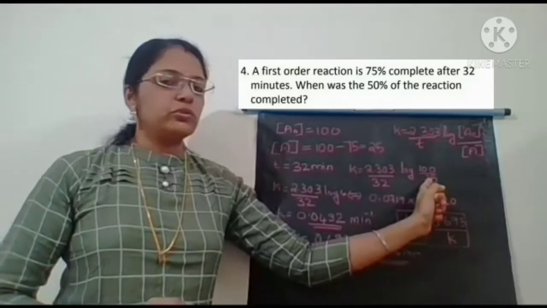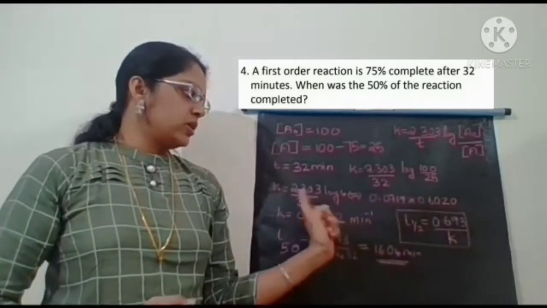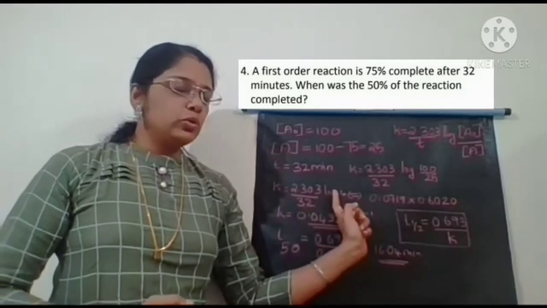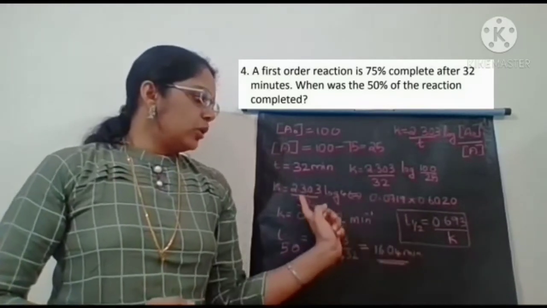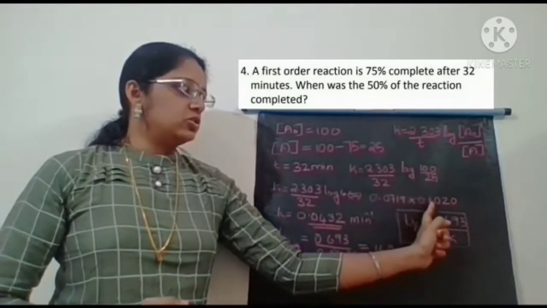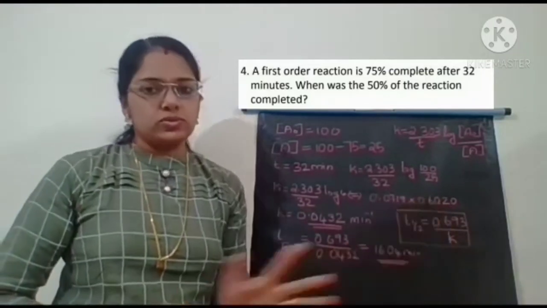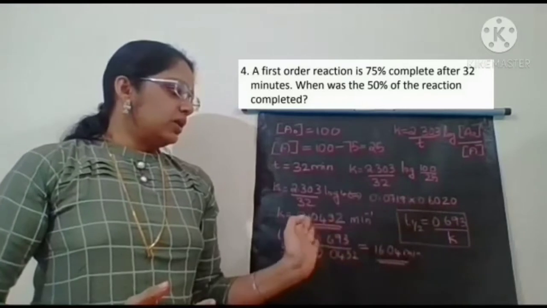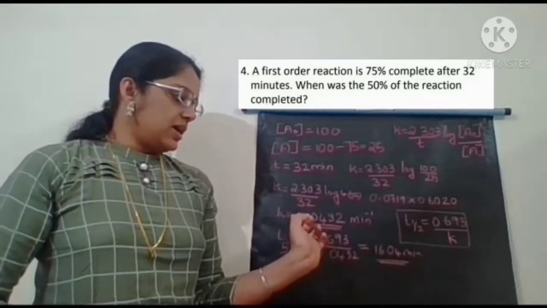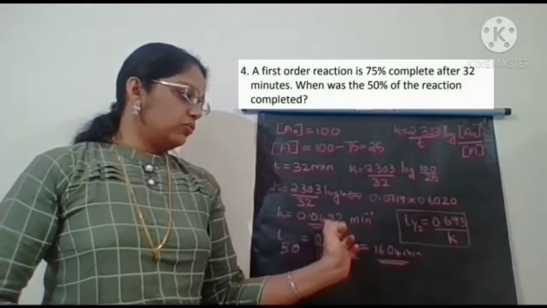100 divided by 25 is equal to 4. So K is equal to 2.303 divided by 32 into log 4. Again 2.303 divided by 32 is equal to 0.0719, into log 4 which is 0.6020. On multiplying, we get the specific reaction rate or rate constant as K is equal to 0.0432.